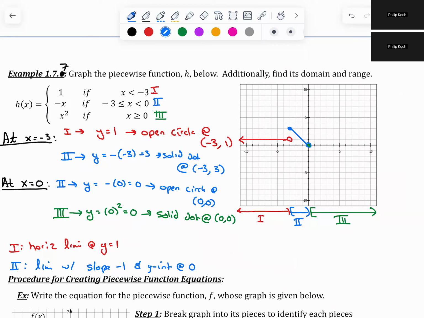And piece 3 is a parabola. And you could plug in several points if you want to. It doesn't need to be perfect, but it's got the point 0, 0, and then you can plot 1, 1, or 2, 4. Any of those points would be fine. And you'll see that you get this shape. Any questions on that one? That one was tricky. Good.